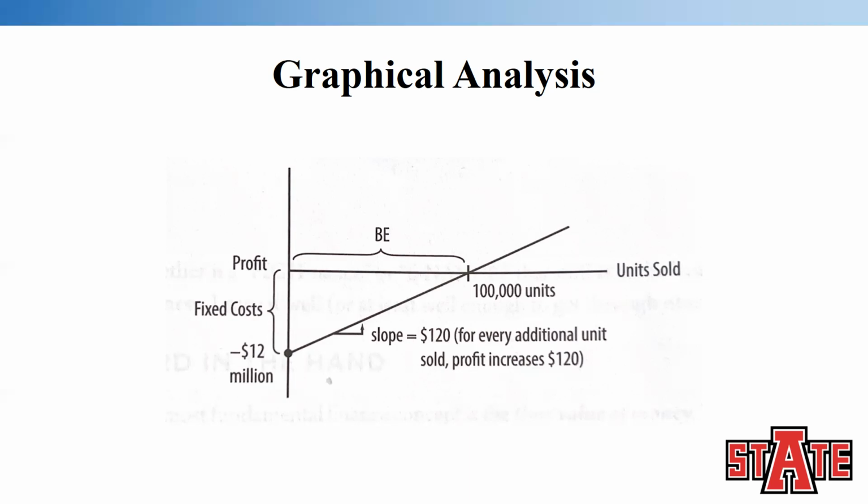But notice what happens as I sell more and more units. As I do that, that line starts to come out from negative 12 million and starts to slope upwards. And notice it's a straight, positive slope. It's a linearly sloped line. What that slope is showing me is that I'm earning $120 for every additional unit sold, which is my contribution margin. So basically the slope of the line is capturing your contribution margin. And then notice where we hit the x-intercept, where we intersect the units sold line. That occurs at 100,000 units.